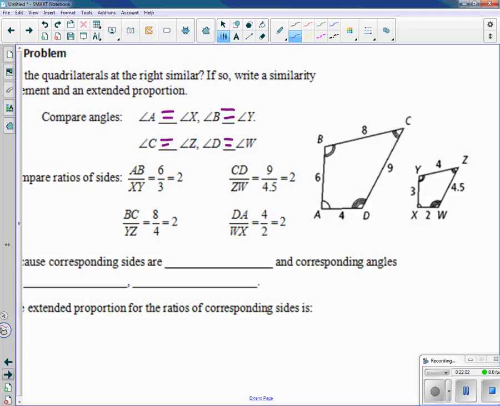So therefore, because the corresponding sides are proportional, or you could say equal, and the corresponding angles are equal, that means that the figures are similar.